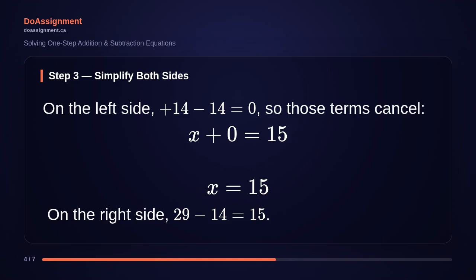On the left side, positive 14 and negative 14 cancel each other out, leaving just x. On the right side, 29 minus 14 equals 15, so x equals 15.